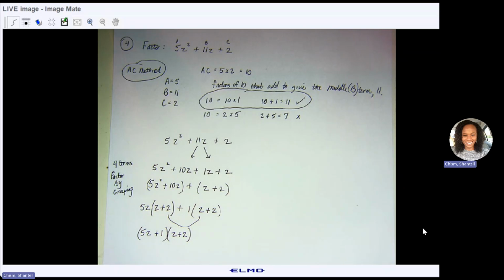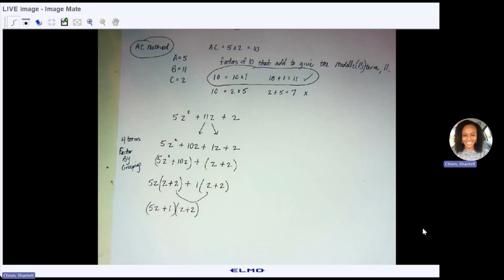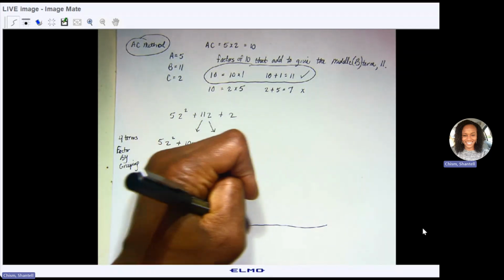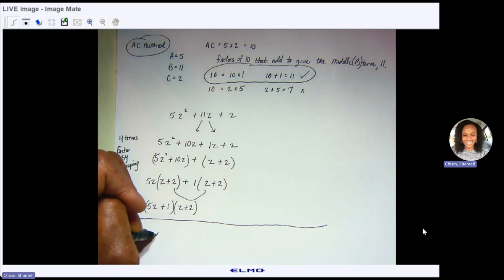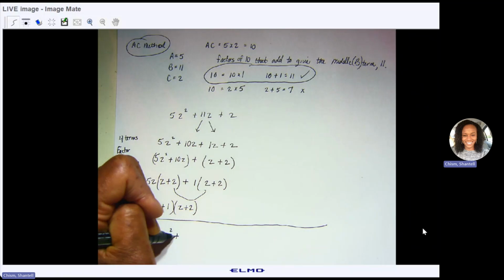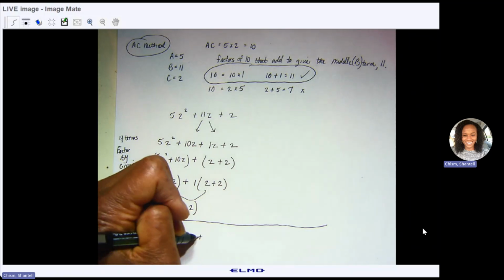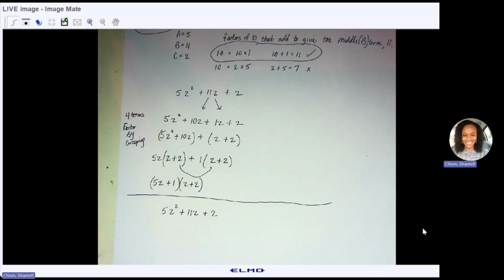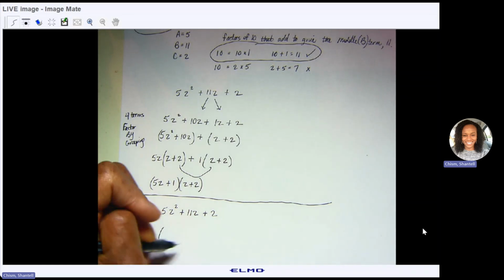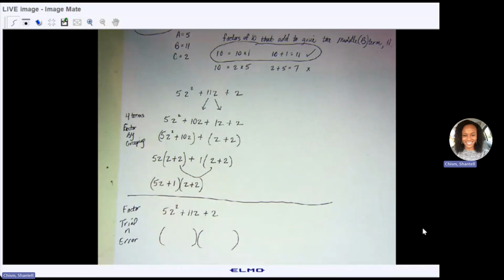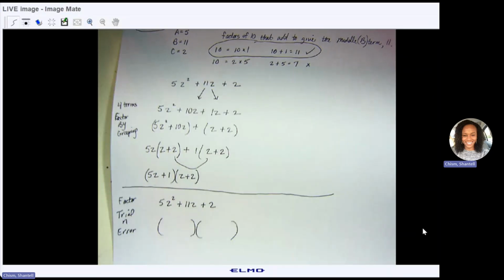I am going to now use the trial and error method. So this is where I take that same problem, so let's kind of draw a little line here. I take that same problem, 5z squared plus 11z plus 2, and I use the trial and error method, which means I go right into my binomial factors. There's no GCF. I go right into my binomial factors. I draw my parentheses, in other words.